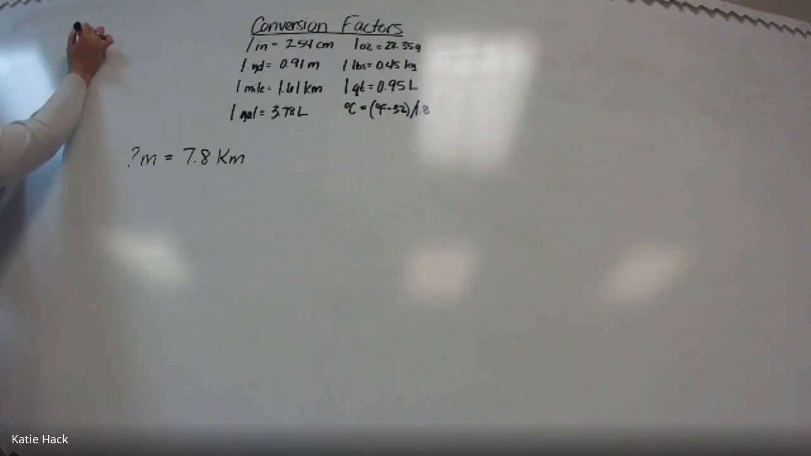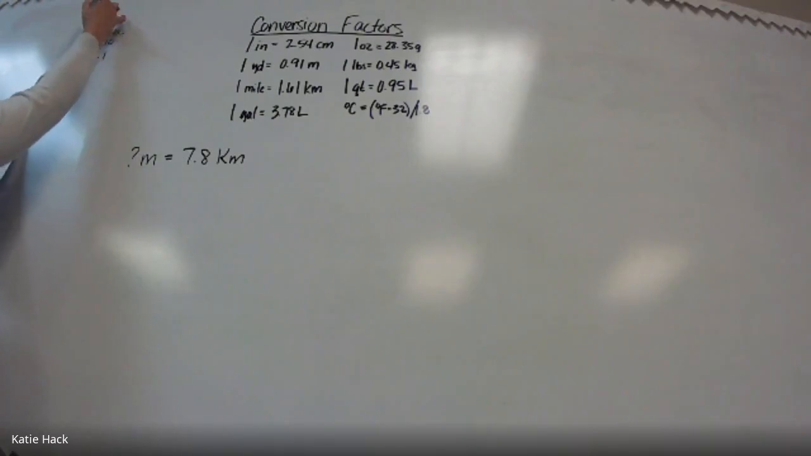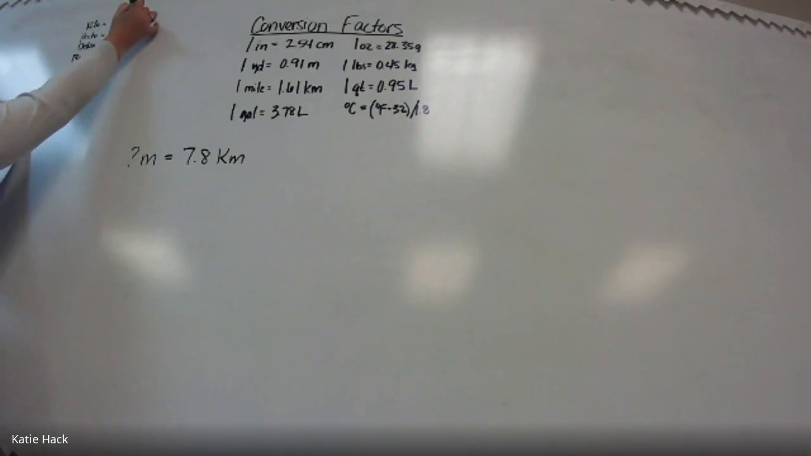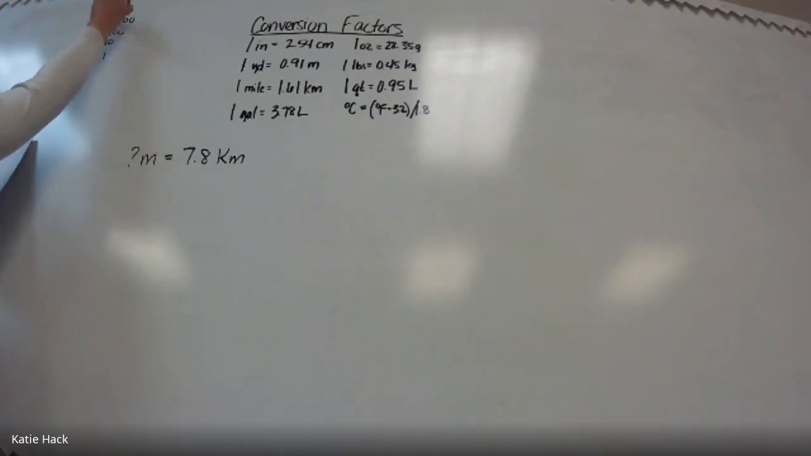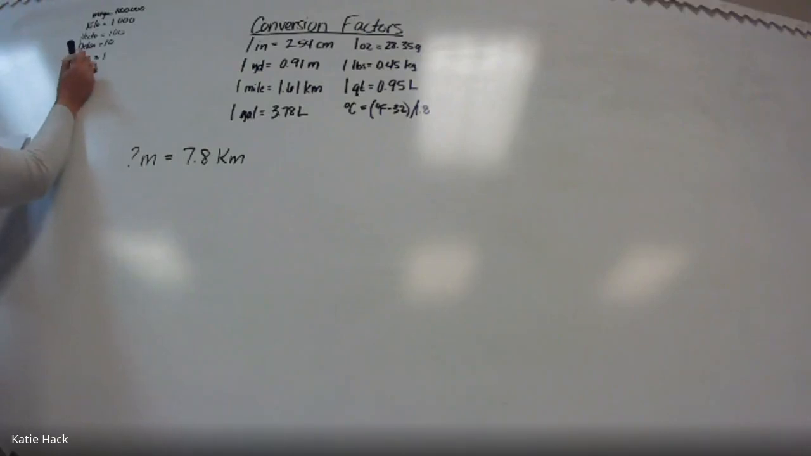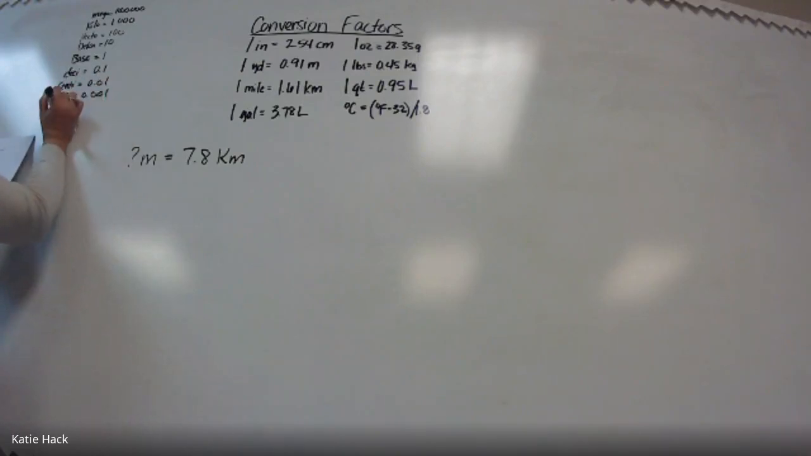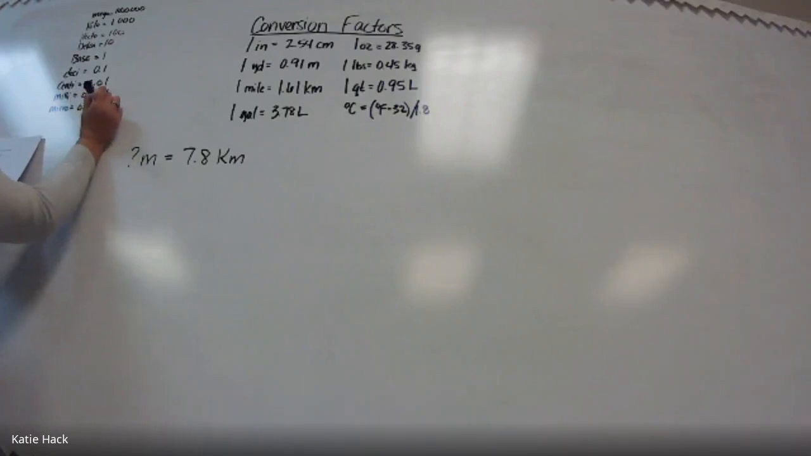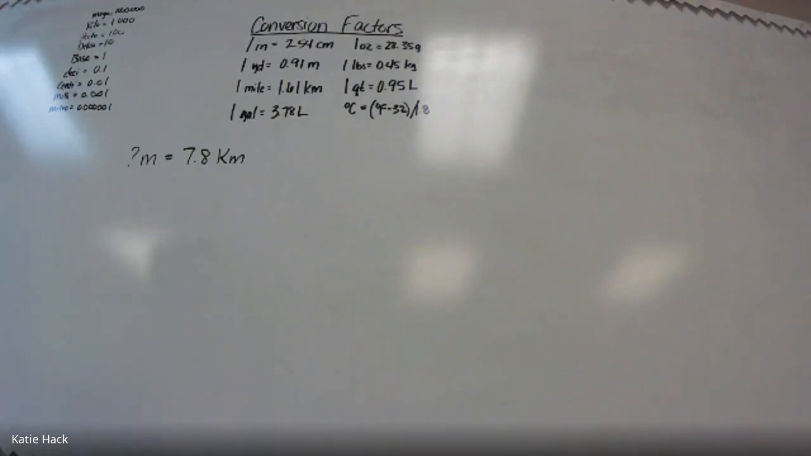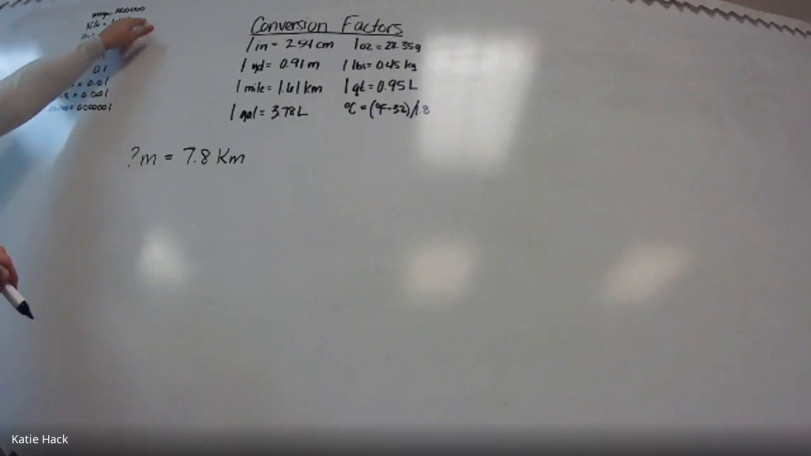Deca was 10. Hecto, 100. Kilo, 1,000. And mega was a lot bigger. And then deci is 0.1. Centi, 0.01. Milli, 0.001. And then micro was really, really small. Okay, so when we're going from kilo to meter, we are going to multiply.